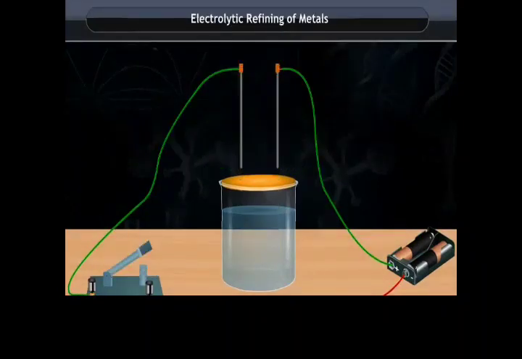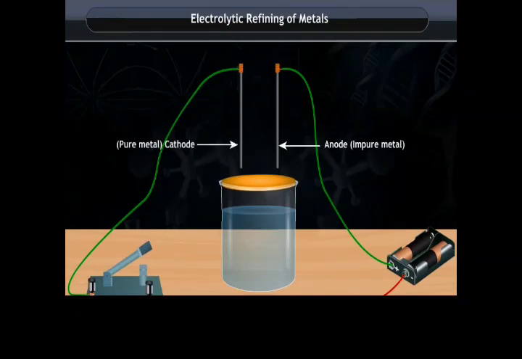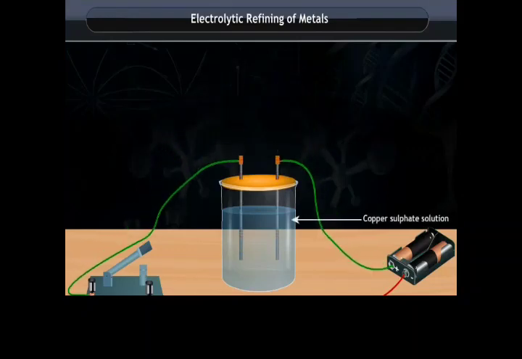Electrolytic refining of metals. Electrolytic method is the most common method for refining of metals. In this process, an anode is made of large pieces of impure metal while a cathode is made of a thick sheet of pure metal. Put these electrodes into copper sulfate solution, which acts as an electrolyte. Cathode connects with the negative terminal of the battery and anode connects with the positive terminal of the battery.